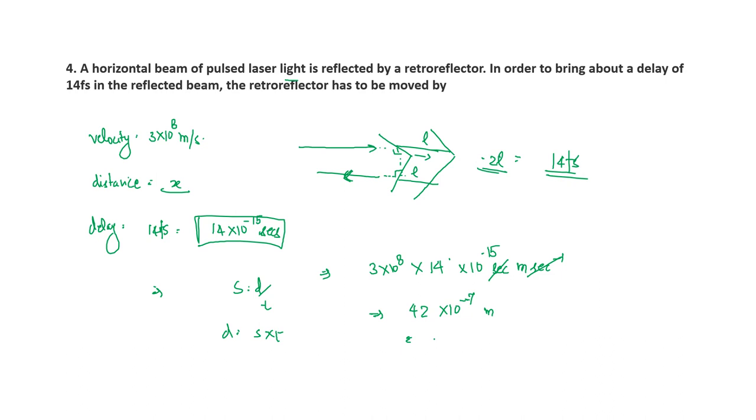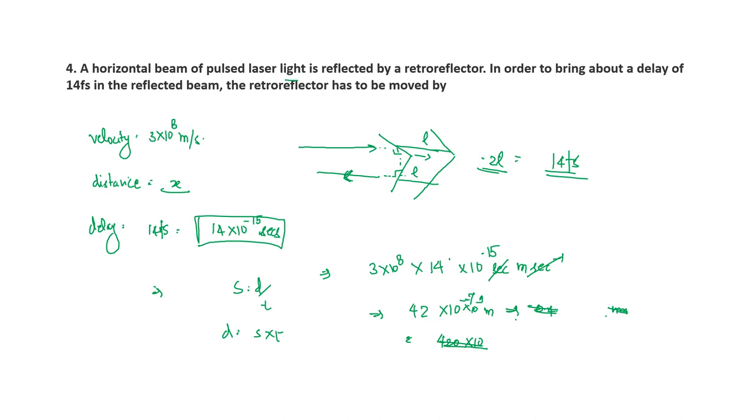If I want to convert it to angstrom, it would be 420 into 10. You can also write it in terms of nanometer. Converting from meter to nanometer, we'll multiply it by 10 to the power 9. We can write it in terms of micrometer also.